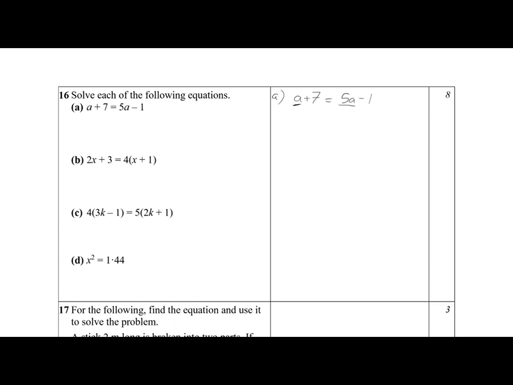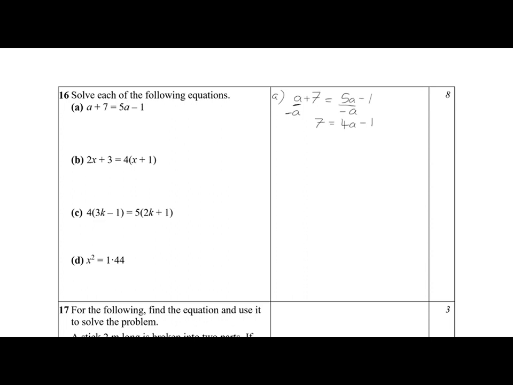So here, on the left-hand side, we've got just 1a. On the right-hand side, we've got 5a's, which is smaller, 1a. So the way we get rid of 1a is to take away an a. I have to do it from both sides. On the left-hand side, the a plus the 7 take away the a, or the a take away the a, they leave nothing, they cancel out, so we're just left with a 7. And 5a take away 1a is 4a. We've got 4a minus 1.